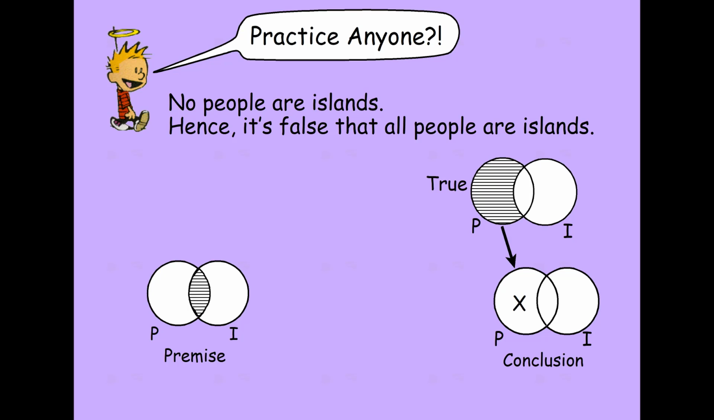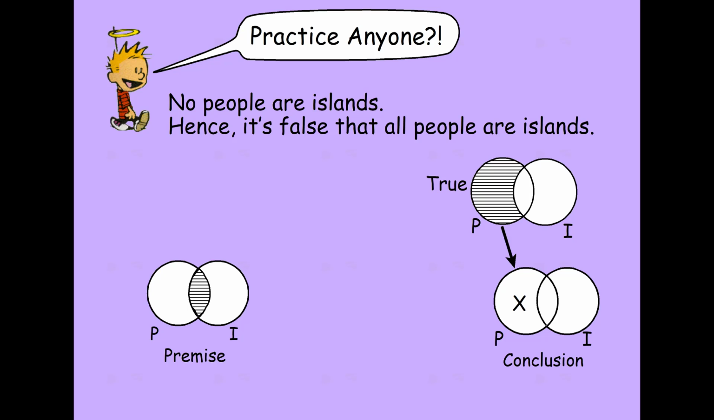Now I'm going to test for Boolean validity. So I look at my conclusion diagram and I say, okay, in order for my conclusion diagram to be guaranteed to be true, I have to be guaranteed that there is at least one thing. It is a person. It is not an island.